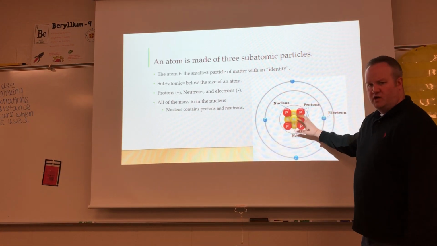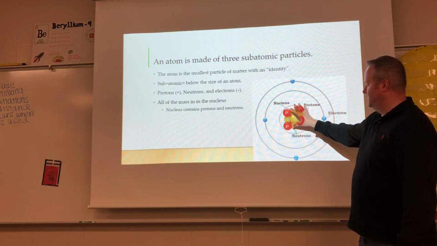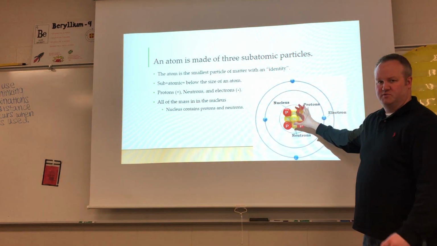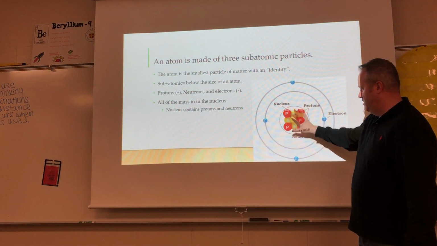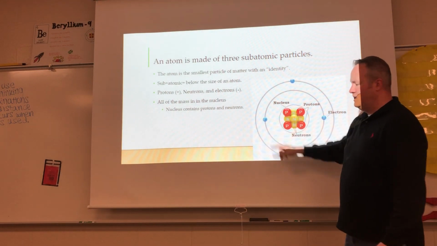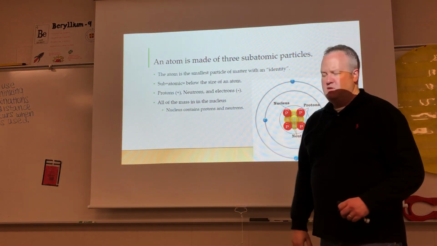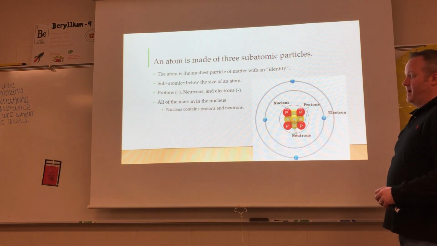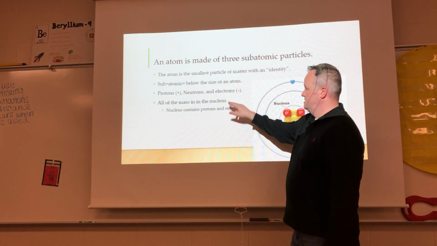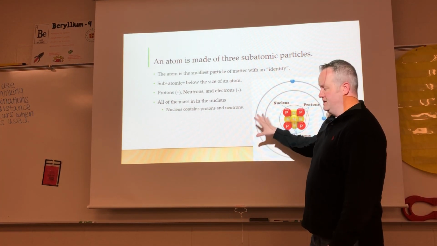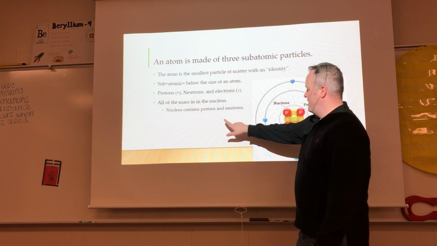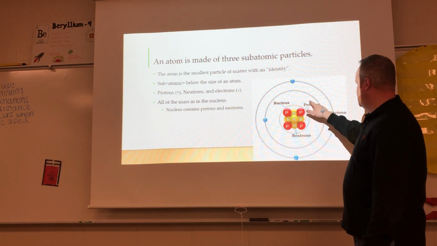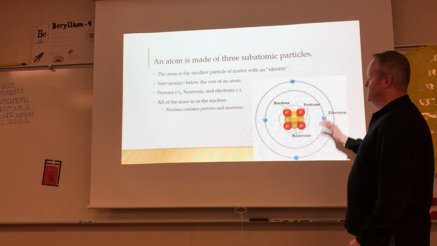The protons and neutrons are located in the center, and they are collectively known as the nucleus of the atom. So all the mass of the atom is right here. Electrons are on the outside. They're much smaller, and they have almost no mass. So all of the mass in the atom is in the nucleus. And again, that nucleus contains the protons and neutrons. Electrons are on the outside.